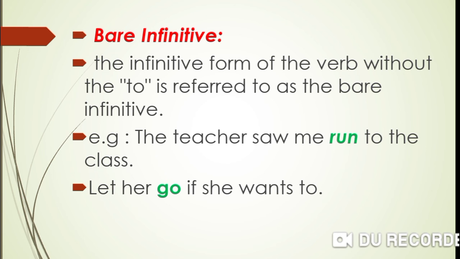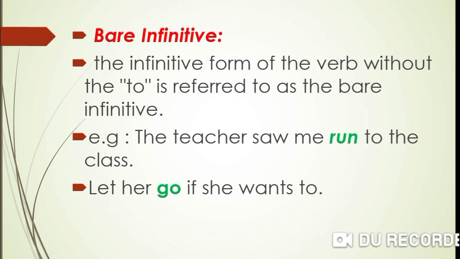The infinitive without to is called the bare infinitive. The infinitive form of the verb without the to is referred to as the bare infinitive. For example, the teacher saw me run to the class. Saw me running is also correct, but that would be the gerund over there. But here the teacher saw me run, that is a bare infinitive. Let her go if she wants to.